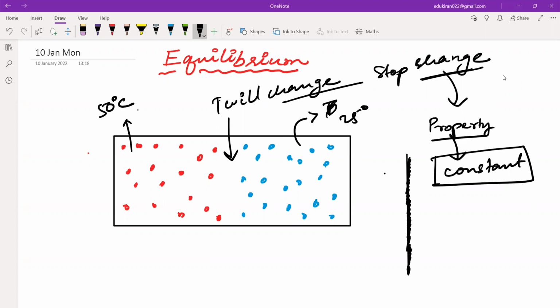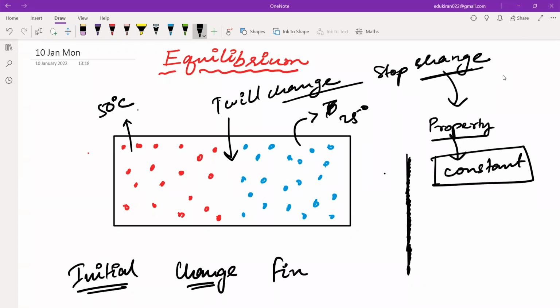So we have learned all about process in thermodynamics. Now we are coming to a stage where we will talk about equilibrium. What happens after the process? What happens before and after the process? In this whole chapter, there will always be an initial state. There will be some initial state. Then we will change something, and then we will have some final state.